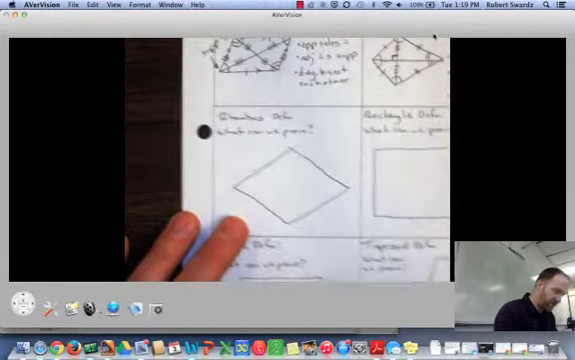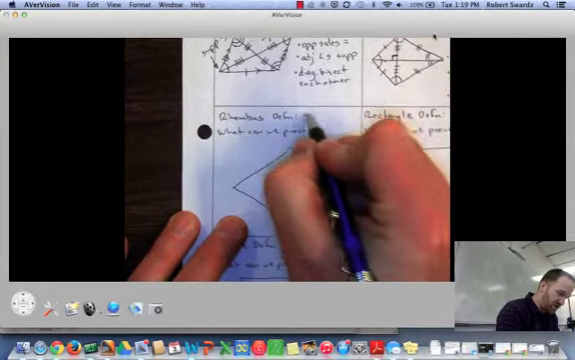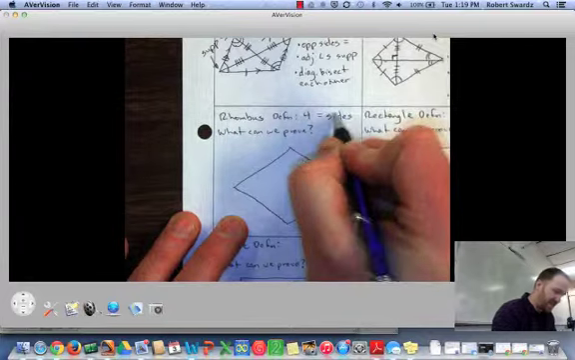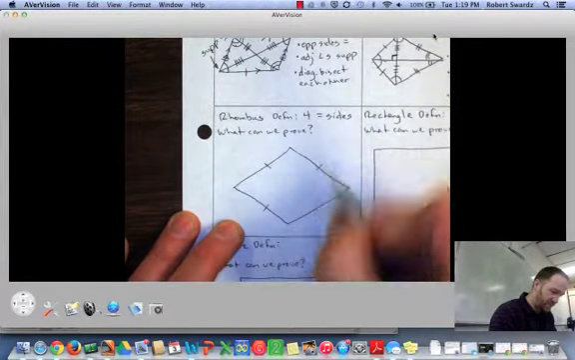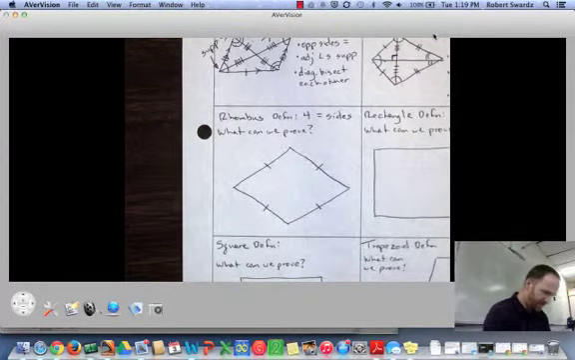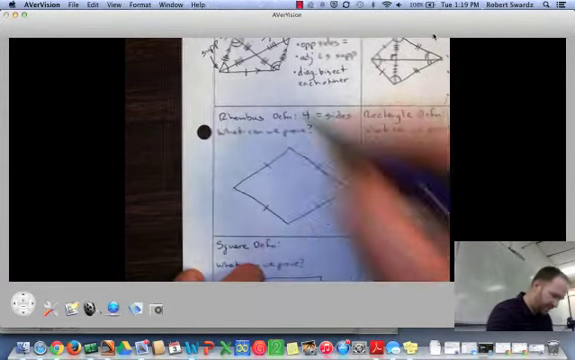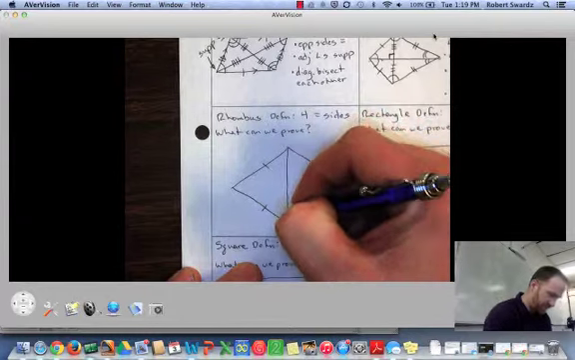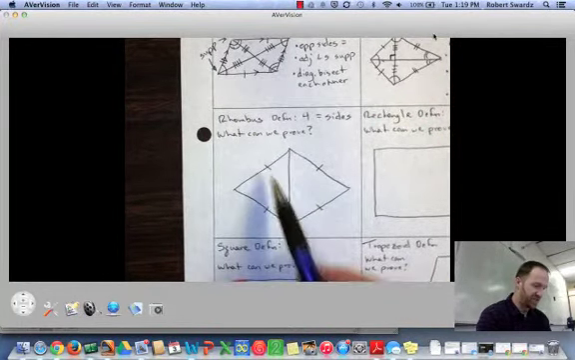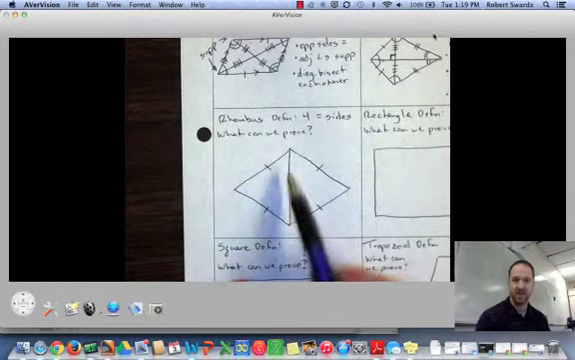So the definition of a rhombus is four equal sides. Any shape that has four equal sides is a rhombus. So that is the definition. So what else can we prove? Well, let's see what happens here. I'm going to draw one of these diagonals. We can show that these triangles are congruent by side, side, side, because they have this shared side here.